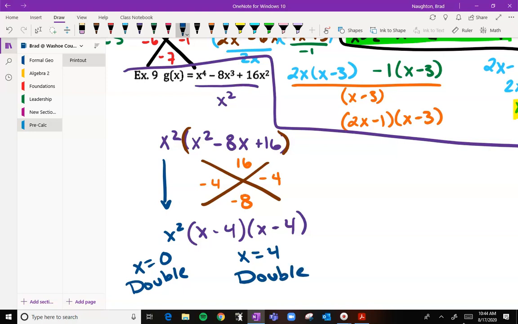Alrighty. Ladies and gentlemen, it took a little time with those factoring basics and finding the zeros. It's important. It's good stuff.